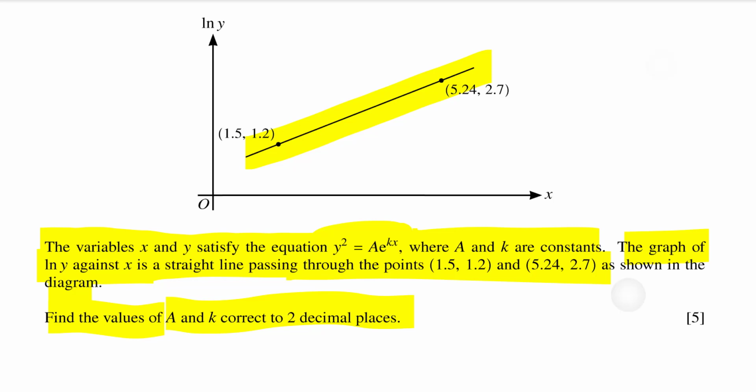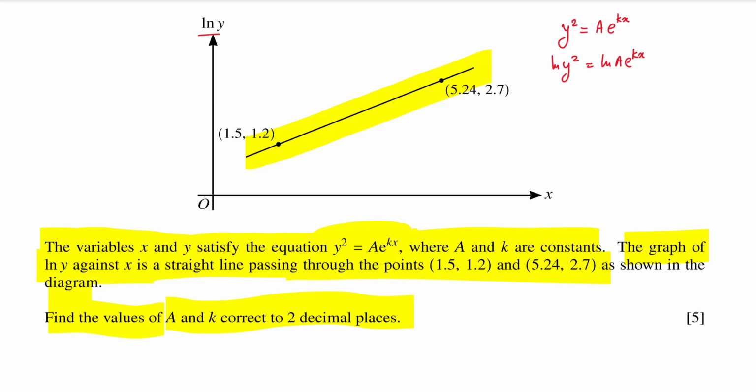It is y squared equals a into e to the power kx. Since the variable is in the indices, we can take the log. So taking ln, I'm taking ln on both sides because they have also given ln. So taking ln on both sides, we are left with ln y squared equals ln of a e to the power kx. I'm writing it once, but we can write directly the second step, which I'm going to write.